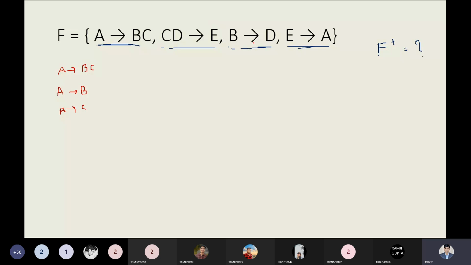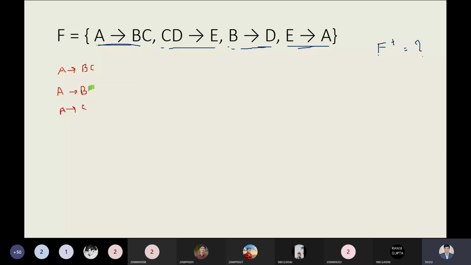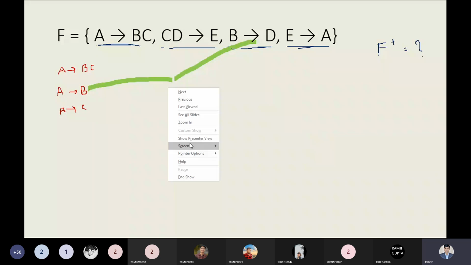Next, we have B determinant to D. After seeing B determinant to D, let me use transitive. You are on the right track. By choosing this one and this one, you can use A determinant to D. Can I say? Yes, sir. Okay, good.